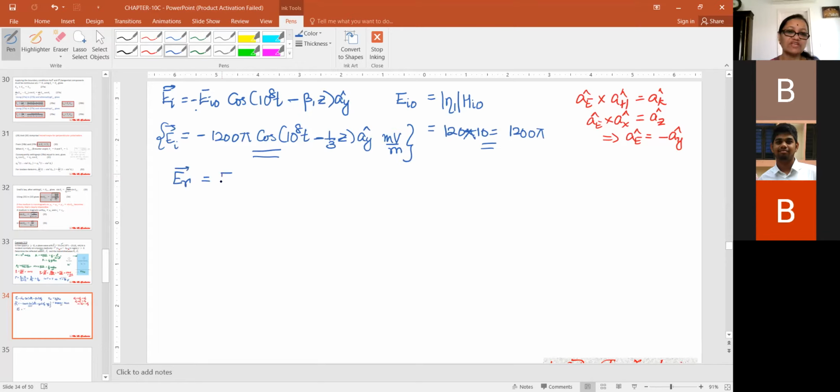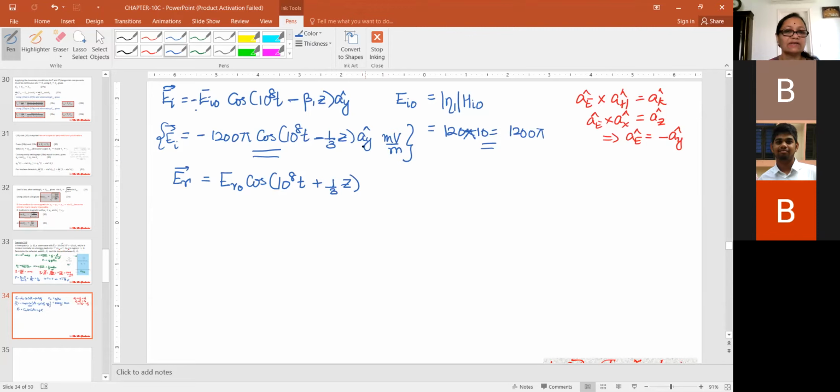So what is E reflection? E reflection will be ER naught, then cos of 10 to the power of 8t. Remember, reflection is into medium 1 only. Remember, it is not going to medium 2. It is reflecting into medium 1. And here what will I write? I have to write beta 1, but it is moving in the opposite direction. Reflected wave, so it will move along the minus z direction. Therefore, here you will write plus 1 by 3 z.